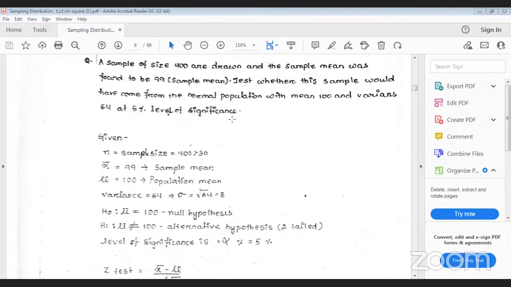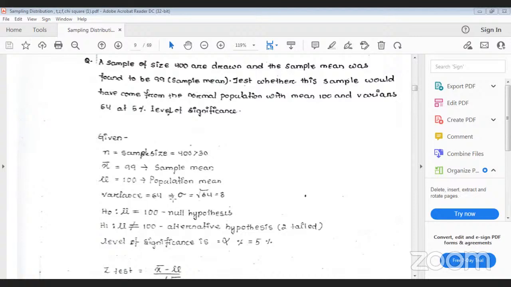Sorry, the population mean is given as 100. Okay, and the population variance is given as 64. So population mean means mu, and variance is sigma square, not sigma. Standard deviation is the square root of variance, that is root over 64, that is 8. So sigma equal to 8 we have got, mu equal to 100, x bar equal to 99, n equal to 400, that is your sample size.